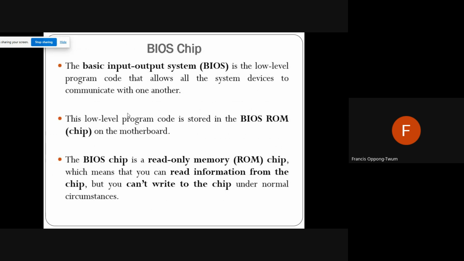Okay, if there's no question, any question on those dimensions, the form factors of motherboards, what we have is the full AT and the ATX, and the current one that we have on the market is the ATX motherboard. Any question?